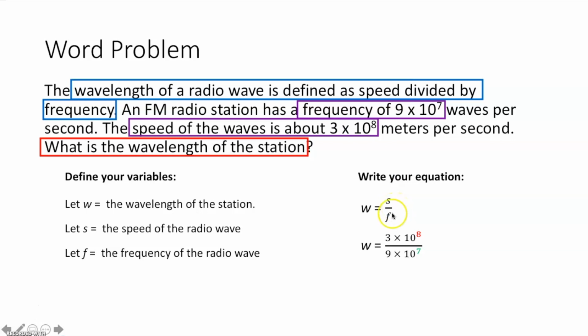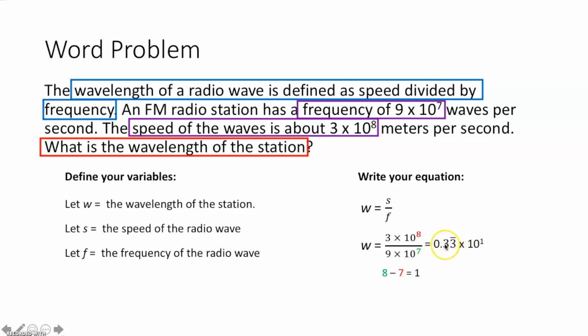Now we can simplify. How do we divide two numbers in scientific notation? We divide the numbers in front, subtract the exponents. So what's 8 minus 7? That's going to be 1. And then what's 3 divided by 9? That's going to be 0.3 repeating. We end up getting 0.3 repeating times 10 to the first.